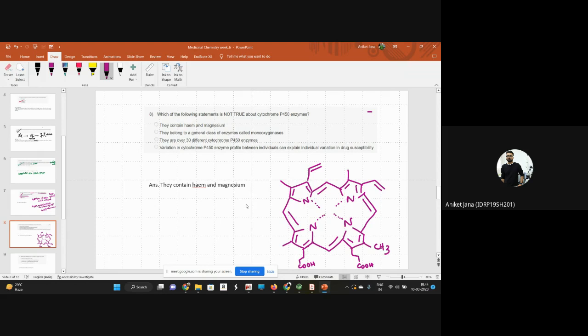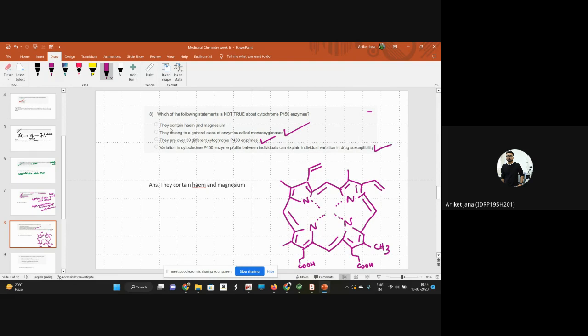So, what is not true about the cytochrome P450 system? They belong to a general class of enzymes called monooxygenases. Is this true or false? True. There are over 30 different cytochrome P450 enzymes. True or false? True. Variation in the cytochrome P450 enzyme profile between individuals can explain the individual variation in drug susceptibility. True or false? It is also true.